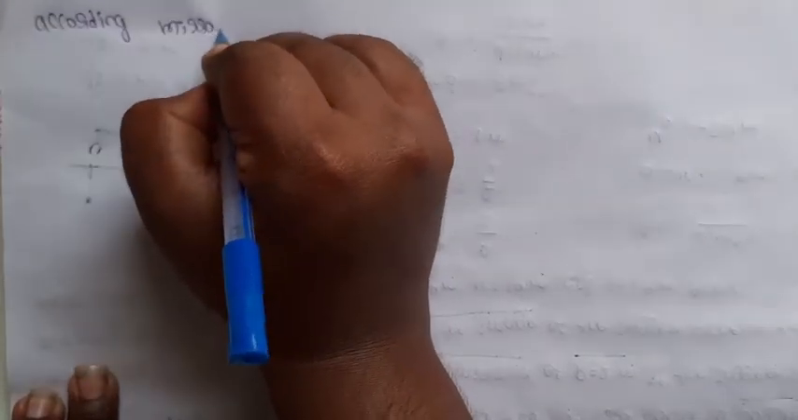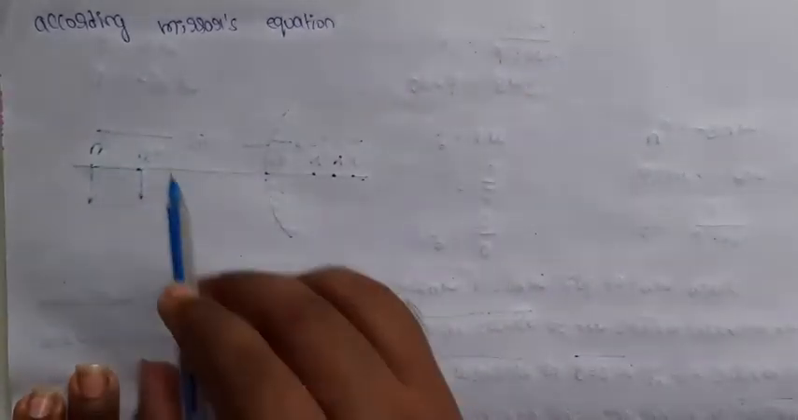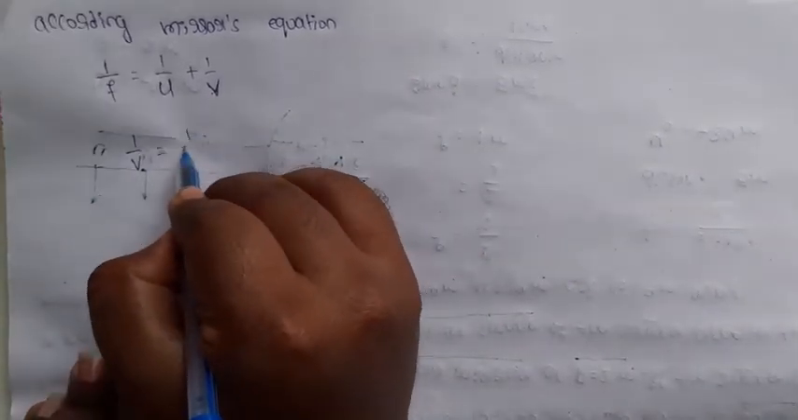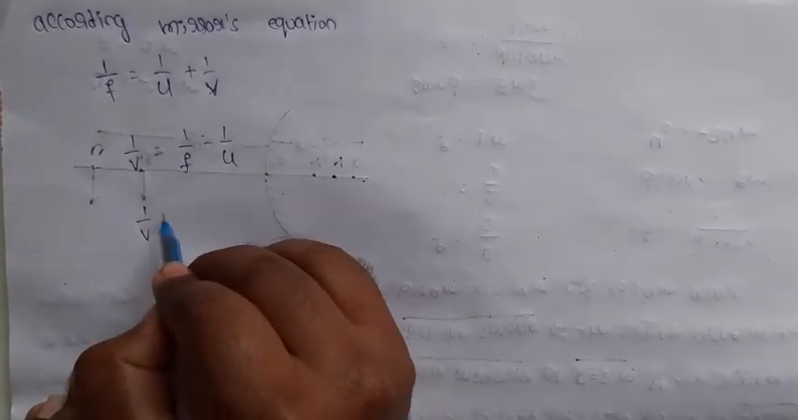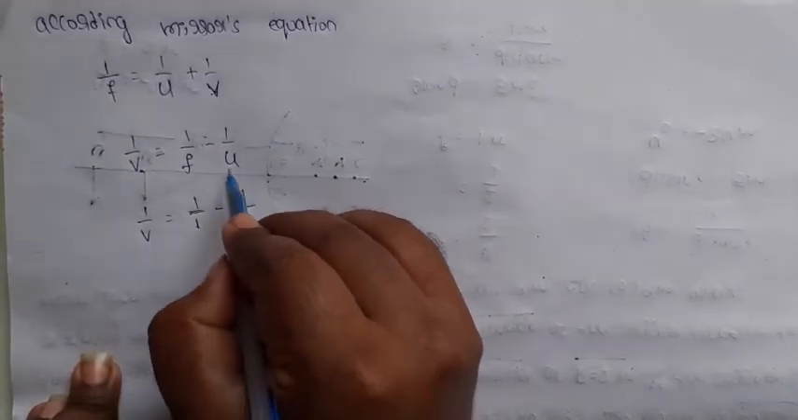According to the mirror's formula or mirror's equation. What is the mirror equation formula? 1 by f equal to 1 by u plus 1 by v, where f is focal length, u is object distance, v is image distance. I am going to find the v value. So 1 by v equal to 1 by f minus 1 by u. So 1 by v equal to focal length value 1 minus 1 by u value.